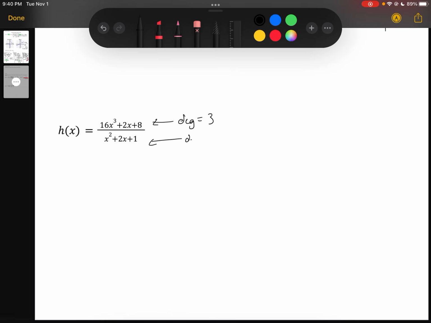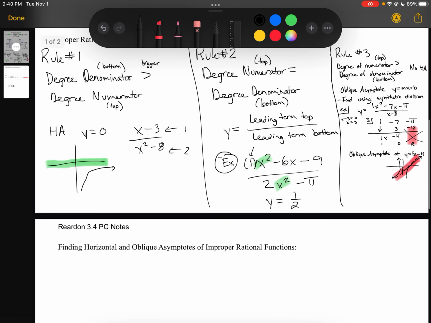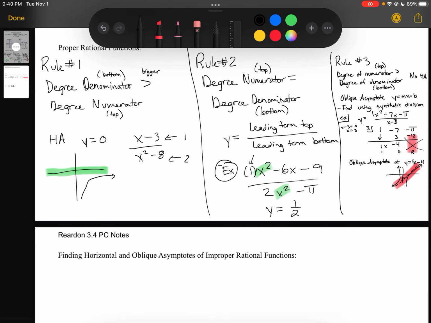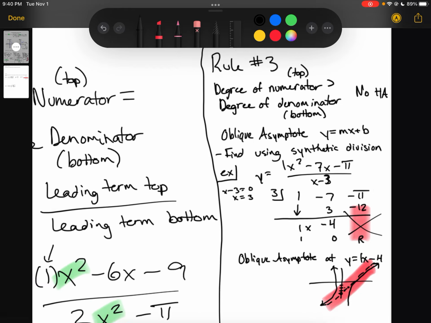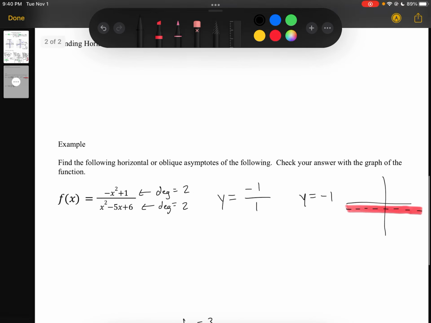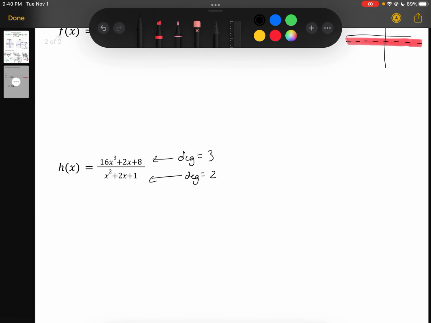The degree for the top here, x to the third power, gets us 3. Degree for the bottom here, x to the second power is the biggest term, that gets us 2. And remember here for degrees, we only look at the biggest term, not all of the terms. So top bigger than bottom. It says oblique asymptote, use synthetic division. So I'm using rule number 3, oblique asymptote, using some synthetic division here.